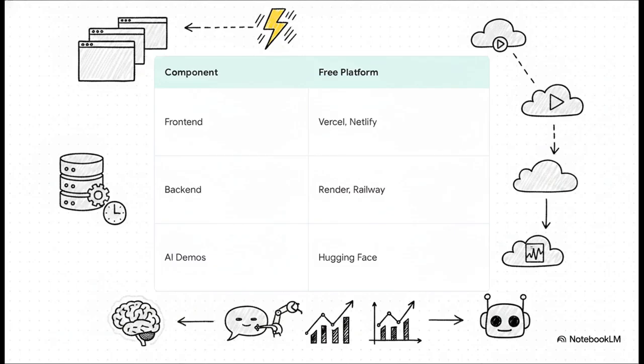Looking at row 2, if you have a backend API written in Node or Python, Render and Railway are spectacular choices. And finally, in row 3, if your project is an AI demo, a chatbot, or some cool data science dashboard, Hugging Face Spaces and Streamlit are absolutely incredible. They're literally designed to host machine learning projects effortlessly.